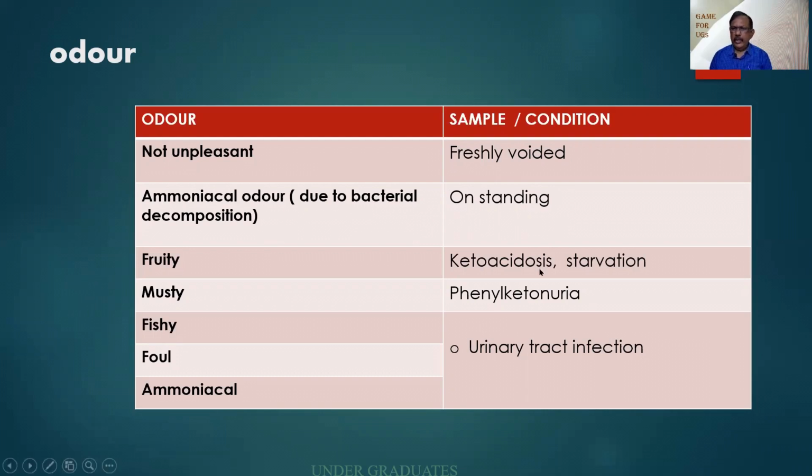Fruity when there is ketoacidosis or starvation. Musty odor in phenylketonuria. Fishy, foul, and ammoniacal in urinary tract infections. These things you people should know by heart. As I mentioned earlier, I generally give my students 40% marks for the physical examination, 60% marks for the chemical examination.